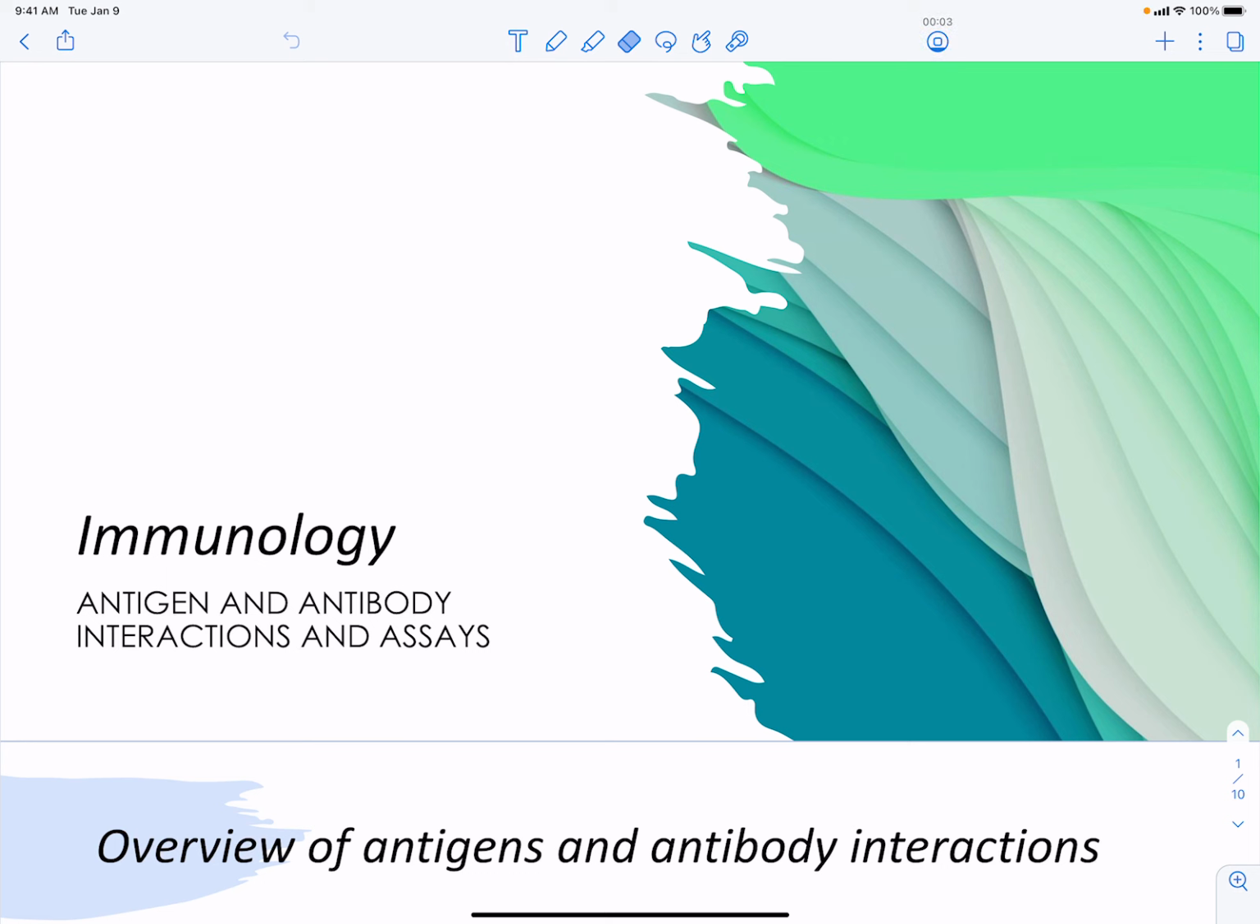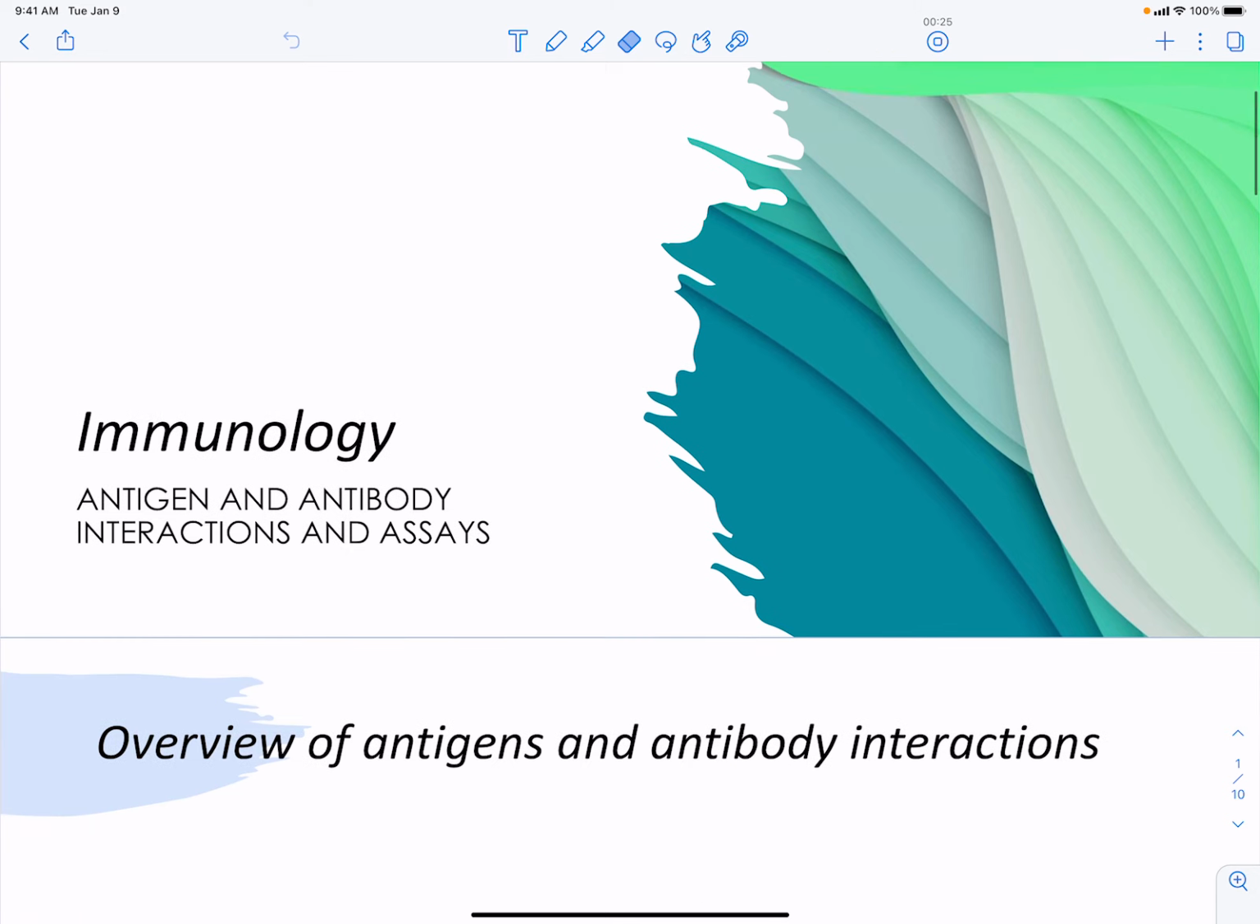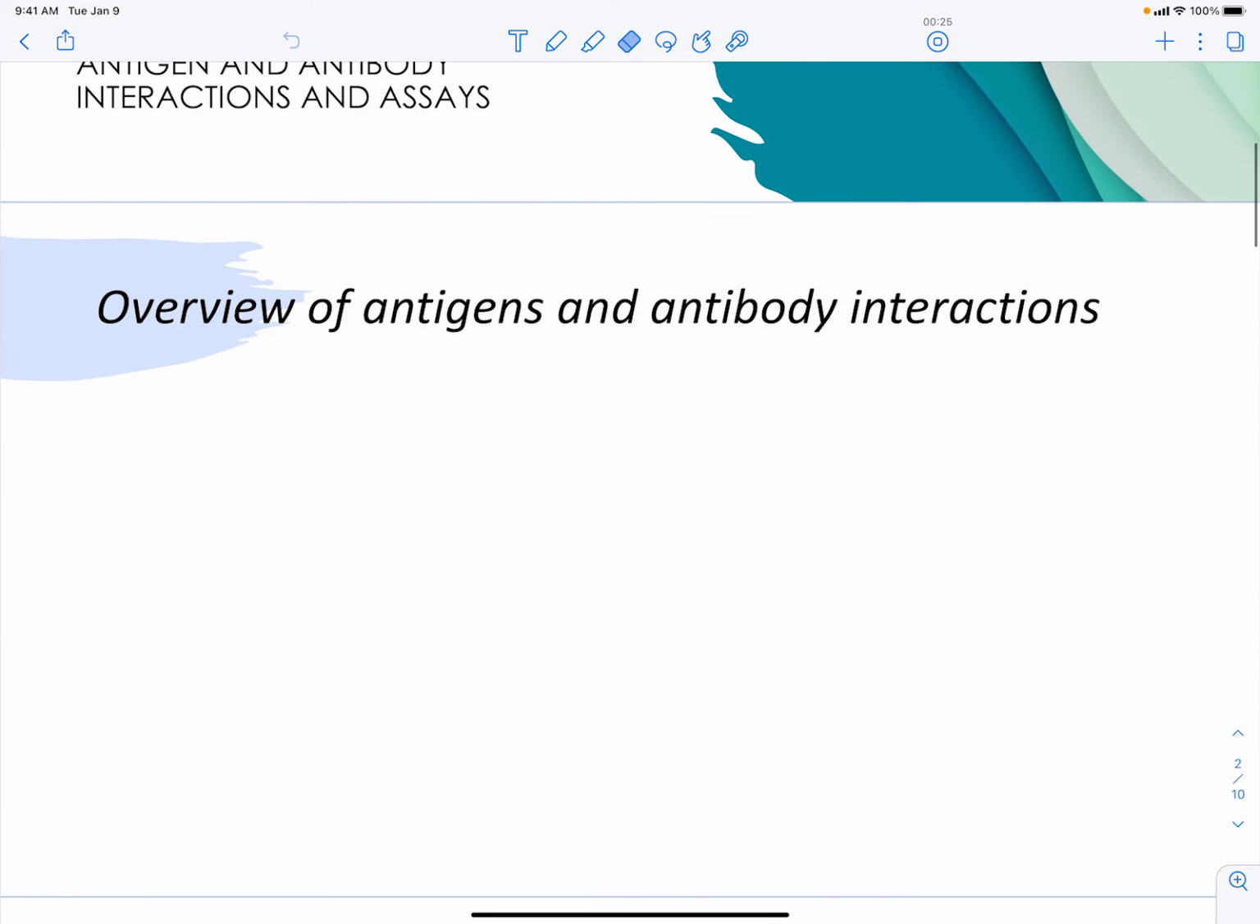Okay, so here I'm going to discuss how antigens and antibodies interact and how these interactions are used in antibody assays in order to determine, for example, if you have an immune response to a particular pathogen, and antibodies are good at identifying people who have been exposed to different pathogens. So first, let's just talk about antibodies and antigens.